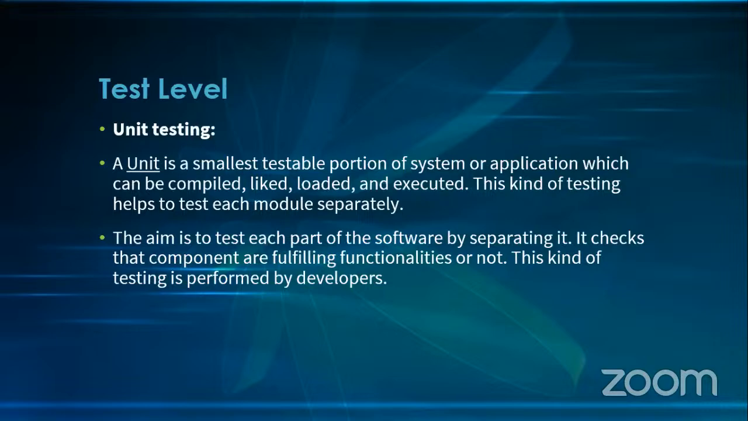So they are done in bits, in modules, components, in units, small, little by little, just to validate each of the tests, each of the scenarios they have done. That is the way unit testing is. The aim is to test each part of the software by separating it. It checks whether components are fulfilling functionalities or not. So when you check that this is fulfilling this functionality, that is fulfilling that functionality. So, okay, login functionality is working as expected.